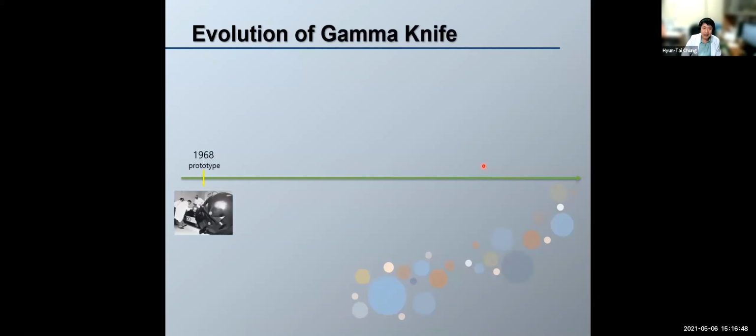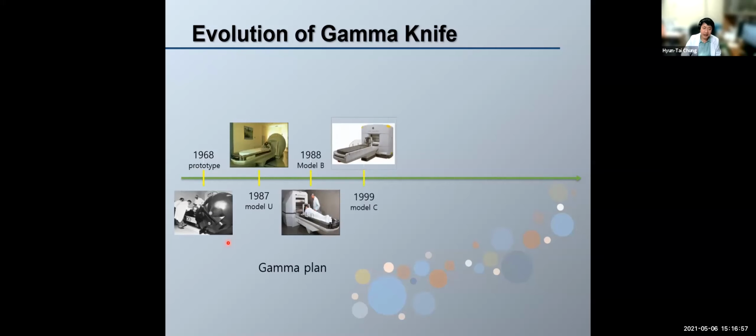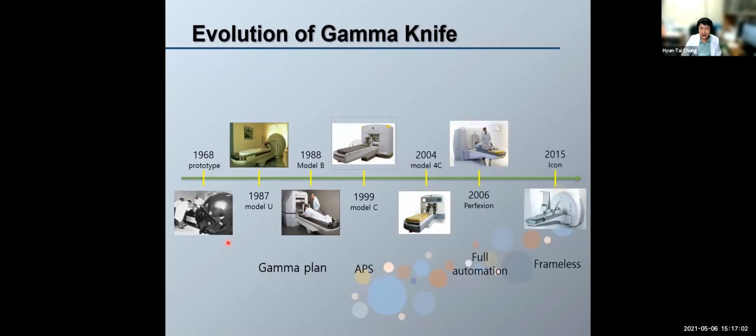So gamma knife has evolved several times. The prototype was in 1968, and model U was installed in the United States, then model B soon after, and model C in 1999, then Perfexion in 2006. With Perfexion, the procedure was fully automated. So we just push a button, then the machine takes care of everything until the end of irradiation. It's very good for me.